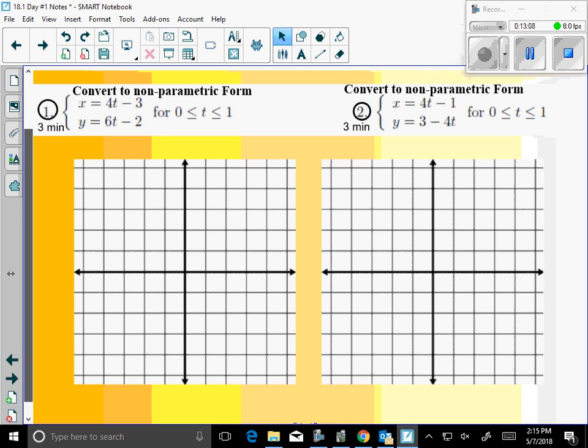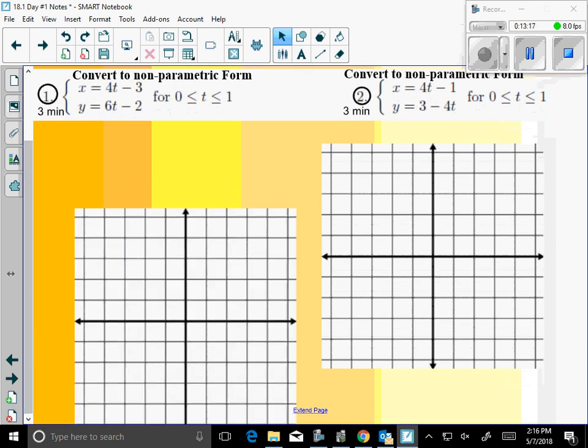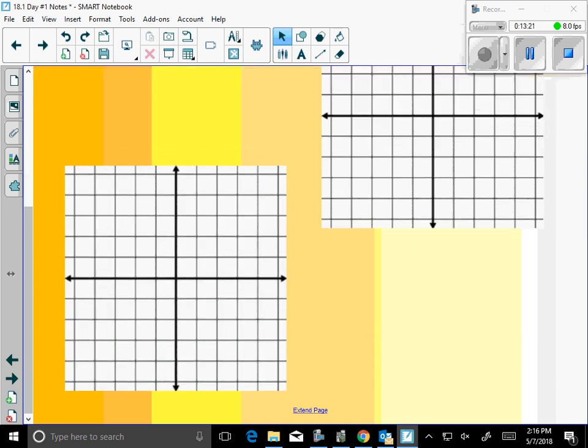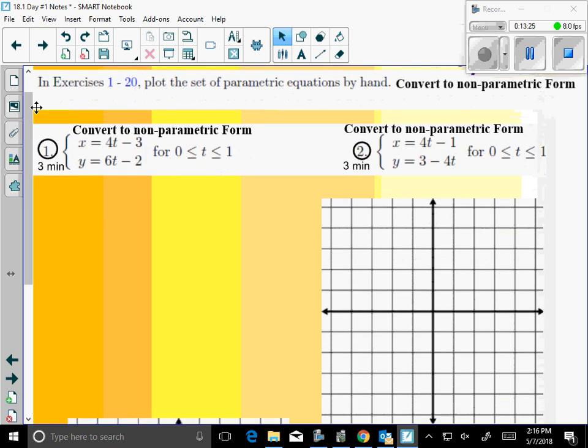Okay? I don't really care. Let's do one of them. Doesn't matter to me which one. Number 2? All right. So what I would do in number 2 is I would probably make a t, x, y table.